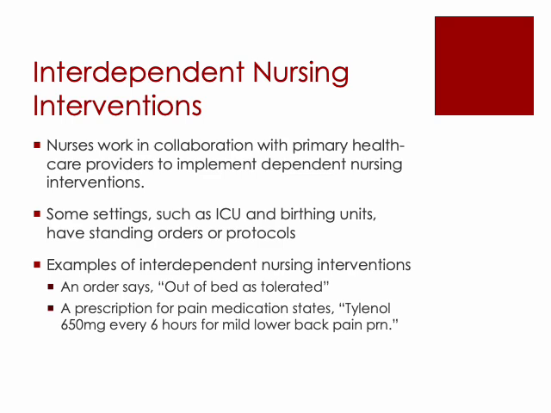Another example of an interdependent nursing intervention involves PRN or as-needed pain medication. So we've got a prescription for pain medicine that states Tylenol 650 milligrams every 6 hours for mild lower back pain, PRN. The nurse is going to assess the patient's level of pain and then decide whether or not to administer the prescribed dose. And the patient's going to rate their pain and let the nurse know where their pain is sitting. So it's interdependent.